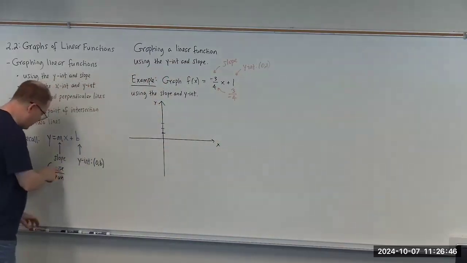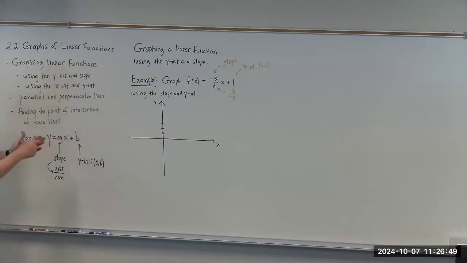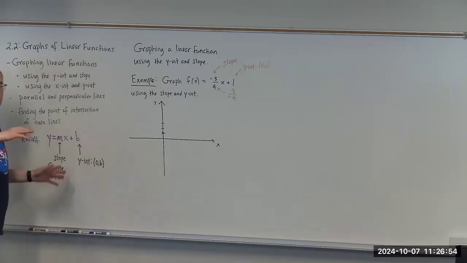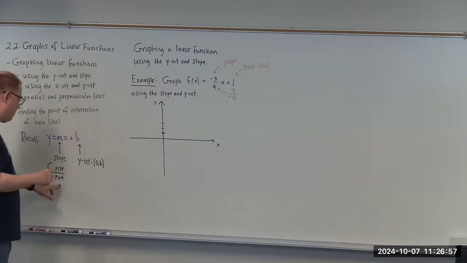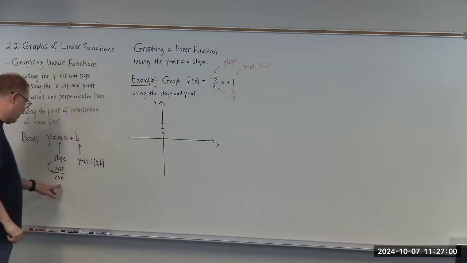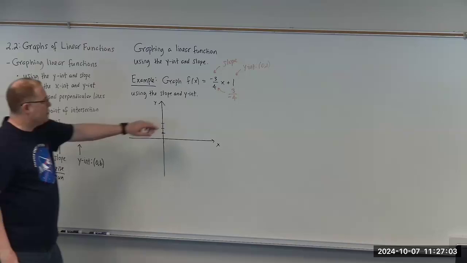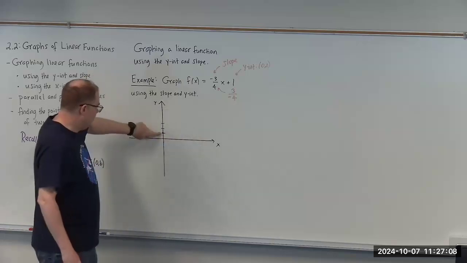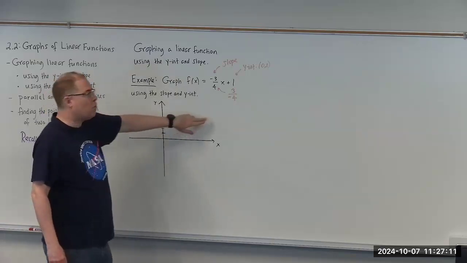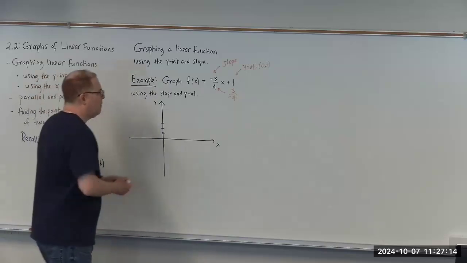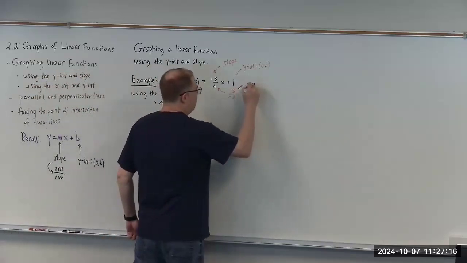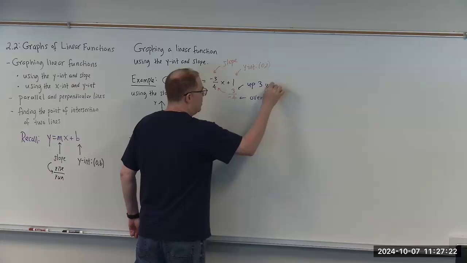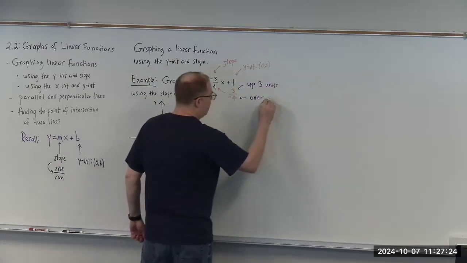Because typically, when we think of rise, we think of it going up, in the positive direction. And then run is going to be either positive or negative, depending on sign. If run is positive, it's going to go to the right. If run is negative, it's going to go to the left. So in this case, we start up here, we go up 3 units, and then over 4 units to the left.